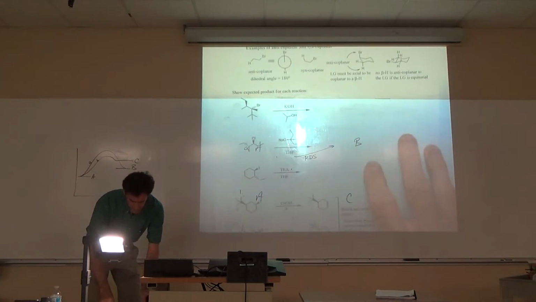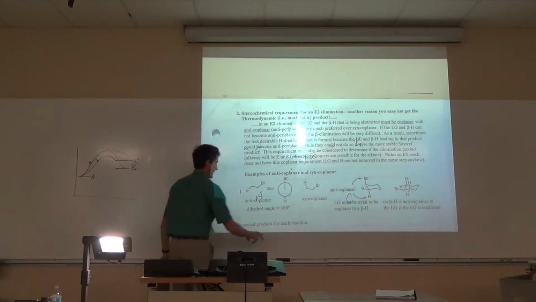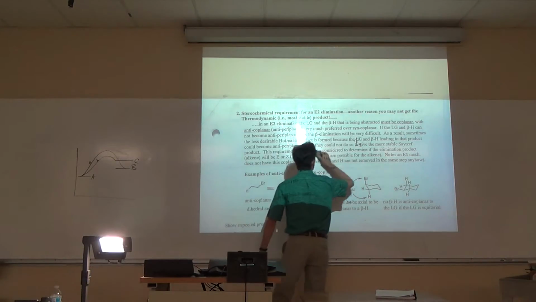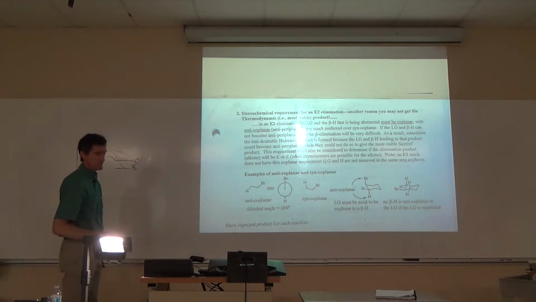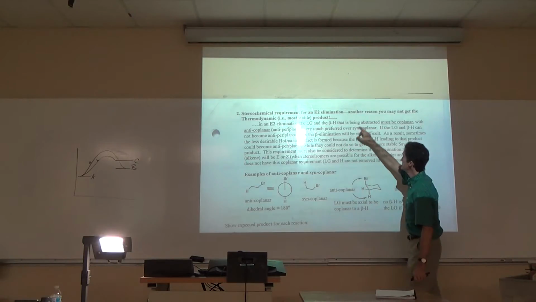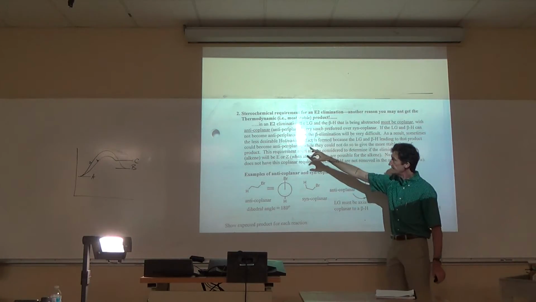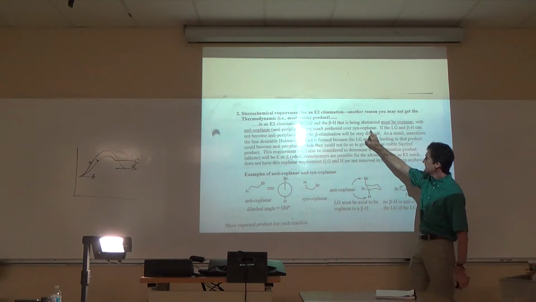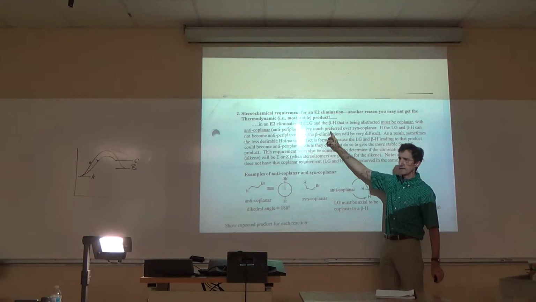Okay, what's another reason you could get the Hoffman product? One we know is if you use a sterically hindered base. The other, which is even a little bit more involved, is the stereochemical requirement for an E2 elimination. In an E2 elimination, the leaving group and the beta hydrogen that is being abstracted must be coplanar. I would underline that. Anticoplanar, also called antiperiplanar, is very much preferred over syncoplanar. Note that it just says preferred. It does not say it's an absolute requirement.